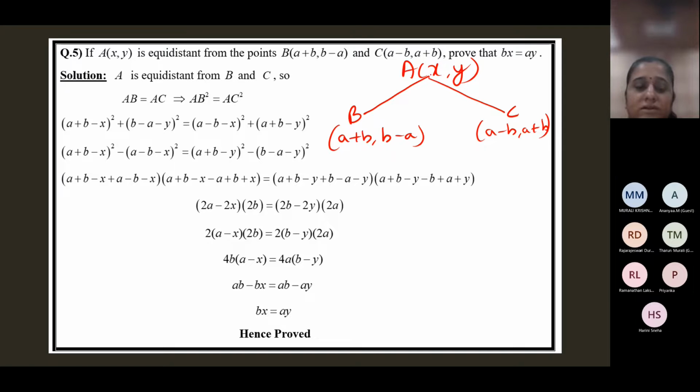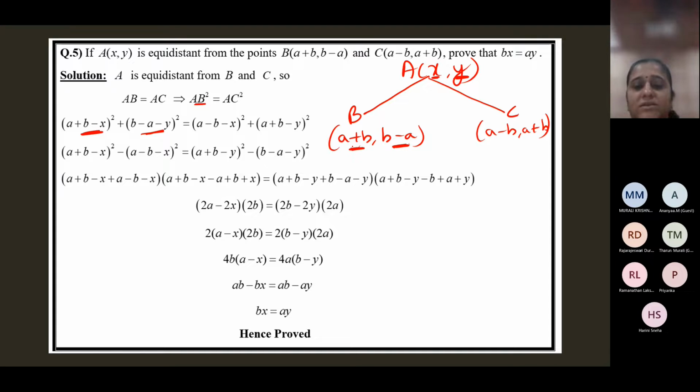So see here, when it is AB square, you should use the points. You must use the coordinates of A and B. So I've written this one first. A plus B minus X, the whole square, plus B minus A minus Y, the whole square. You'll have to write AB square, right? So you should use the coordinates of A and B.